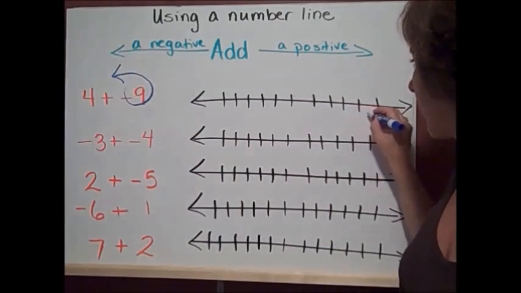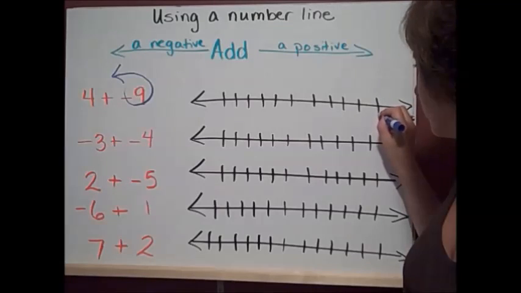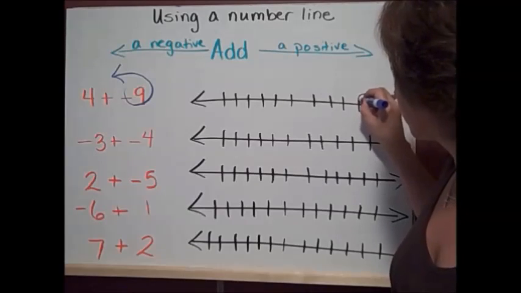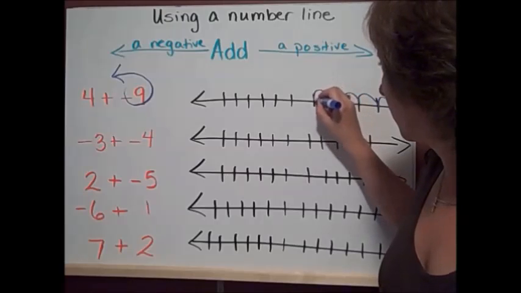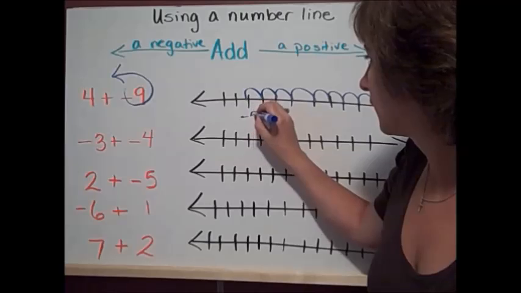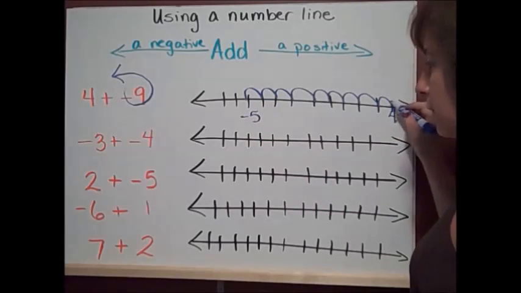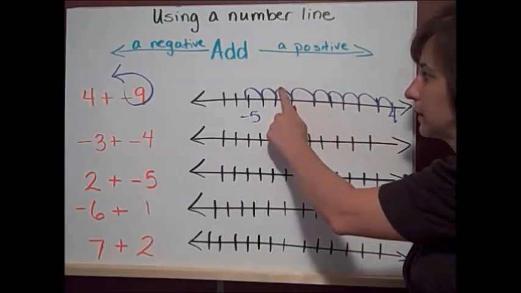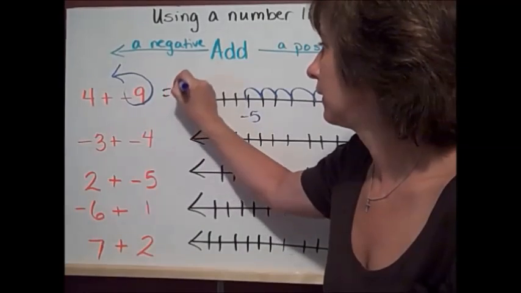So if I start at 4 and I travel 9, this could be 3, 2, 1, 0, negative 1, 2, 3, 4, 5. I started at 4 and I moved in this direction 1, 2, 3, 4, 5, 6, 7, 8, 9. And I ended at negative 5.